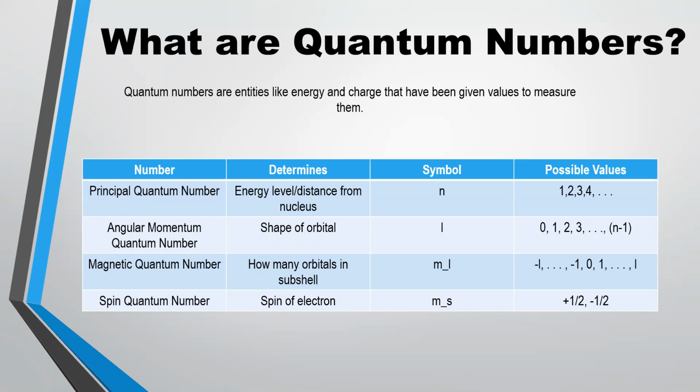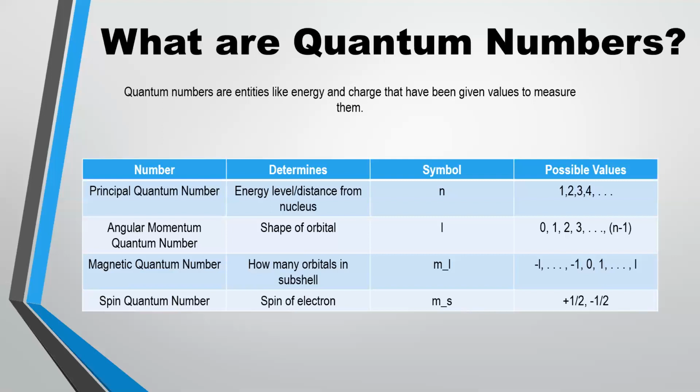And then the third quantum number is the magnetic quantum number, which determines how many orbitals are in a subshell, and its symbol is m sub l, and the possible values for it are negative l to positive l, and all the integers in between those. And then the fourth quantum number is the spin quantum number, which determines the spin of an electron, and its symbol is m sub s, and the electron can either have a positive 1/2 spin or a negative 1/2 spin.